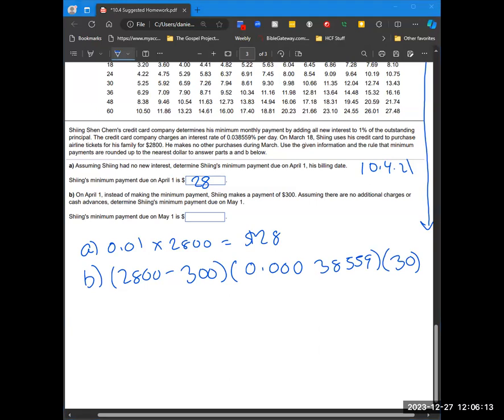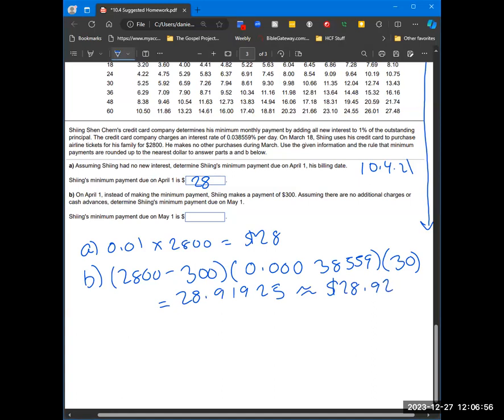That's going to be 2,500 times 0.000385559 times 30. And I get 28.91925 from my calculator. And so we need to round that to the nearest cent. So that's going to be 28.92.